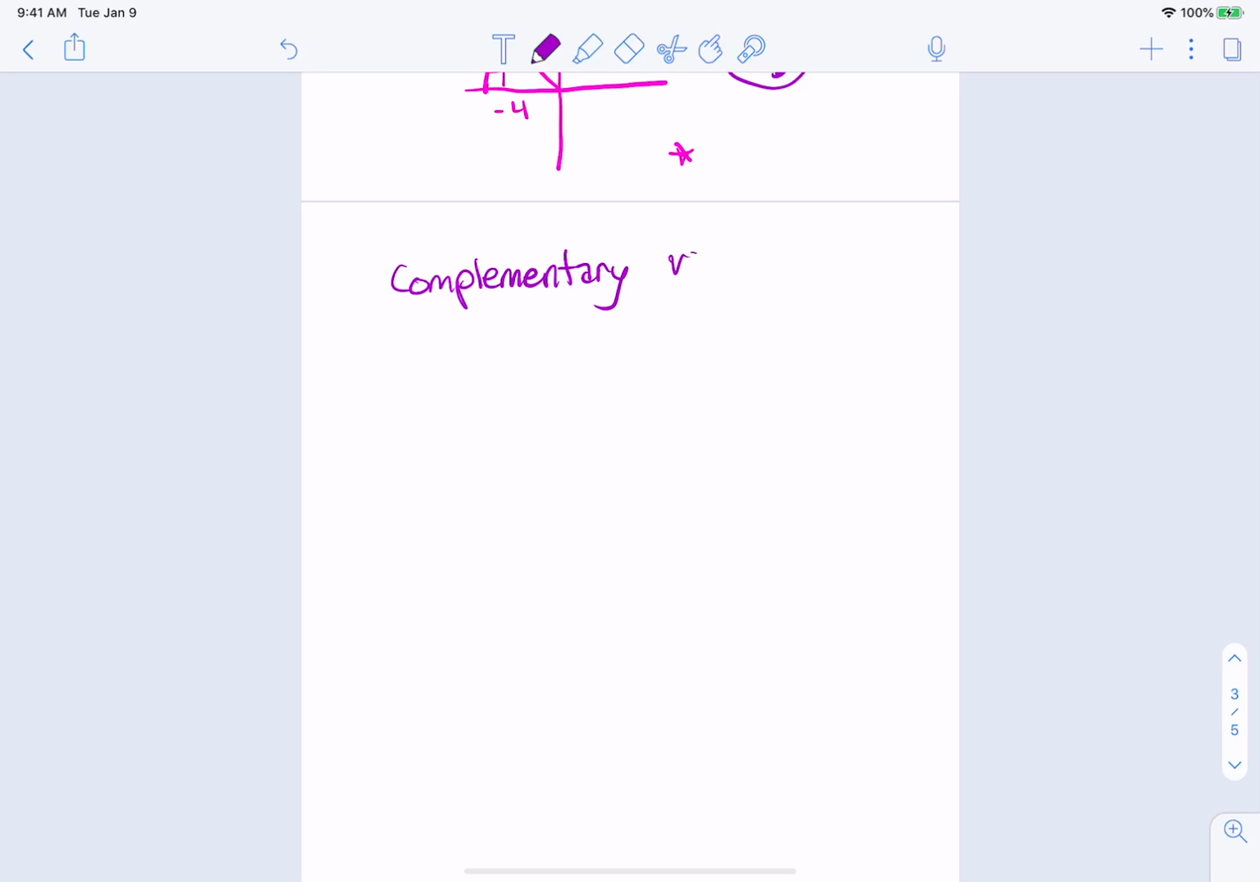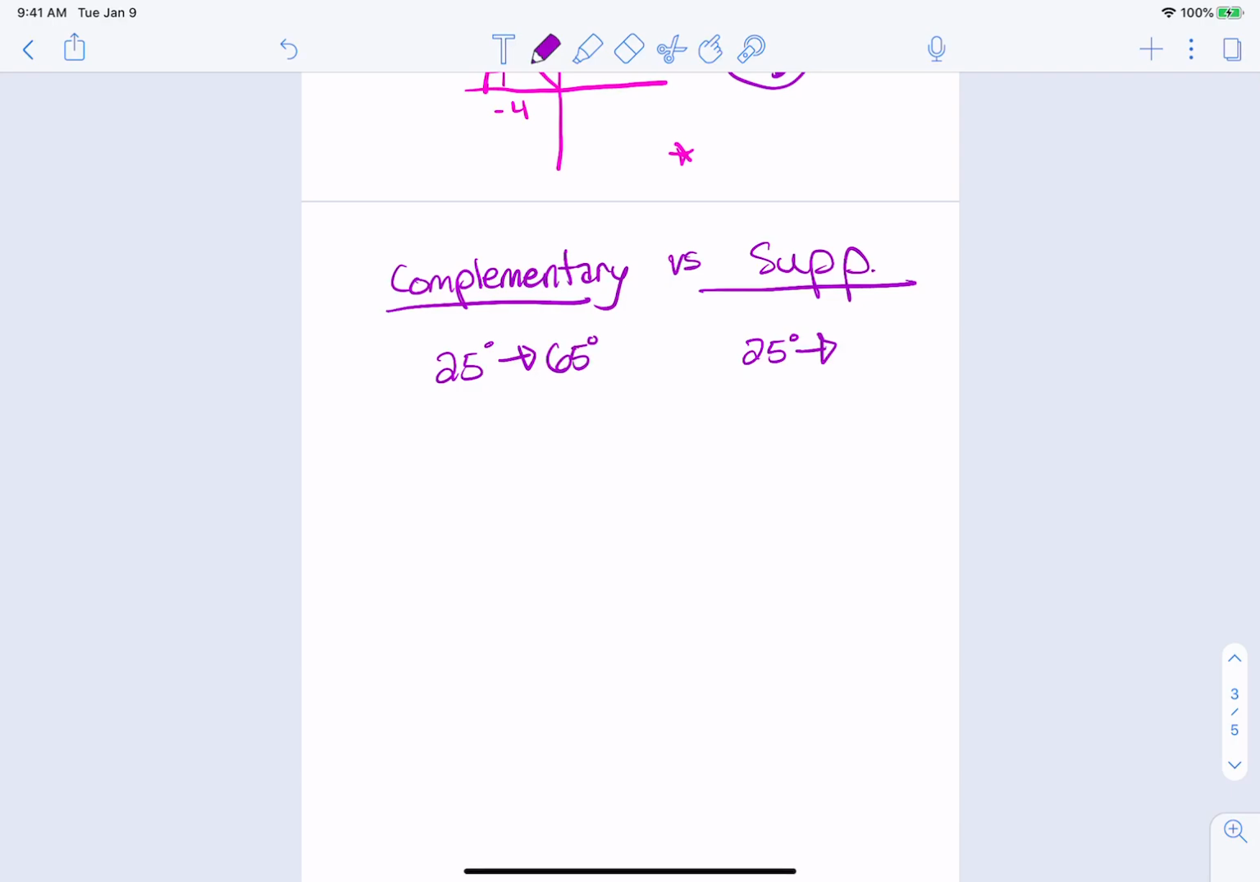Complementary versus supplementary. Okay, so let's say I have 25 degrees. What's complementary to 25 degrees? What's the complement of 25? Is it 65? I believe so. Yes. Okay, what's the supplement of 25?